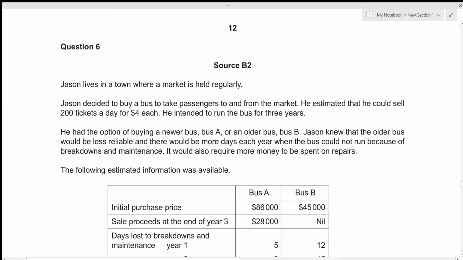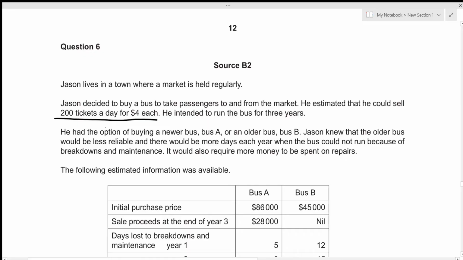Jason lives in a town where a market is held regularly. Jason decided to buy a bus to take passengers to and from the market. He estimated that he could sell 200 tickets a day for $4 each. So each ticket would cost $4, and he expects to sell 200 tickets per day. He intended to run the bus for 3 years.